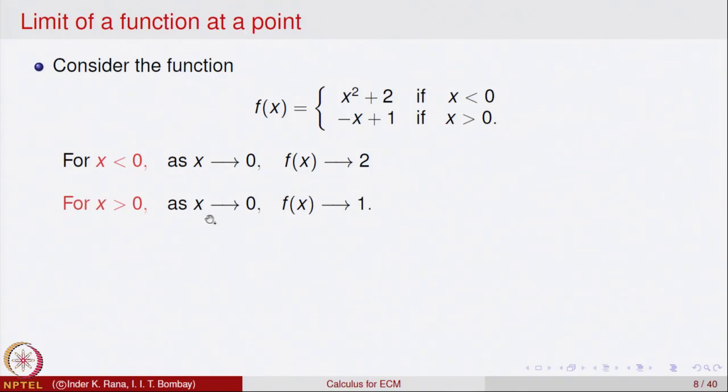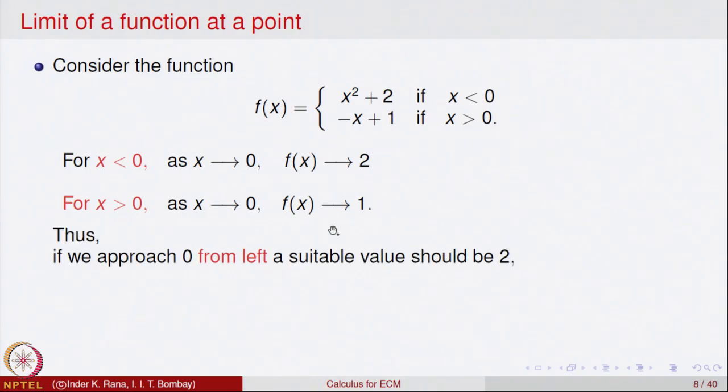And if x is bigger than 0, then this is the formula. So, if I take a sequence x n bigger than 0 and x n converging to 0, then minus x n will also converge to 0. Since minus x n converges to 0, f of x n will converge to 1. So, if x n are bigger than 0 and converging to 0, then f of x n will converge to 1. So, for x bigger than 0, as x approaches 0, f of x will approach the value 1. So, if I approach the point 0 from the left side, f of x approaches 2. If I approach the point 0 from the right side, f of x approaches 1.